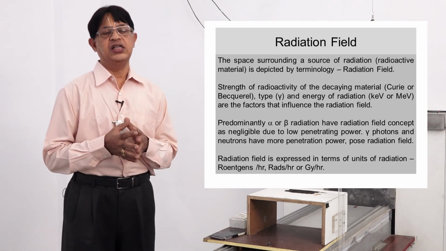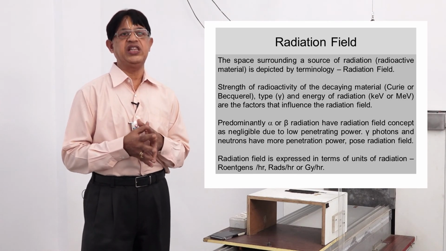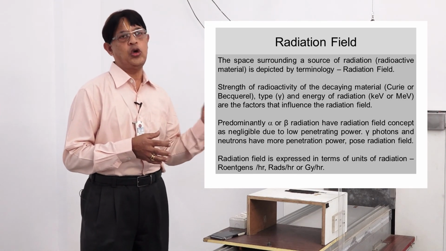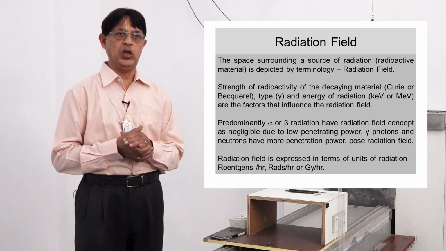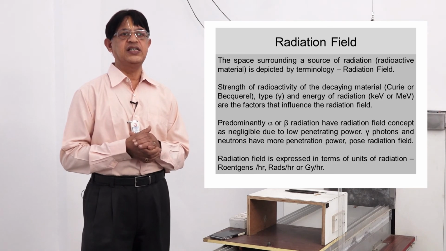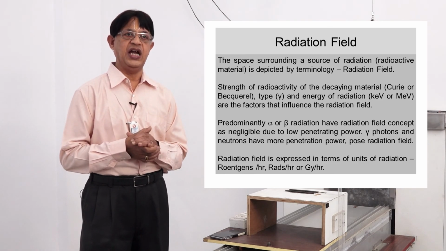So when we are going to measure this radiation field during this experiment, we are going to make use of this cesium-137 radionuclide, based on its gamma emission property. The radiation field will be understood.